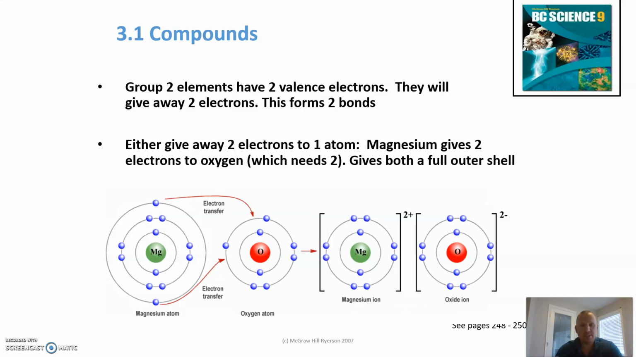Group 2 elements, the alkaline earth metals like magnesium, want to give away 2 electrons. One of the groups they pair up really well with are the group 16 nonmetals, because those group 16 elements need 2 valence electrons. In this example, magnesium gives away 2 valence electrons to oxygen. Magnesium has a charge of +2, oxygen has a charge of -2, and they're attracted to each other.